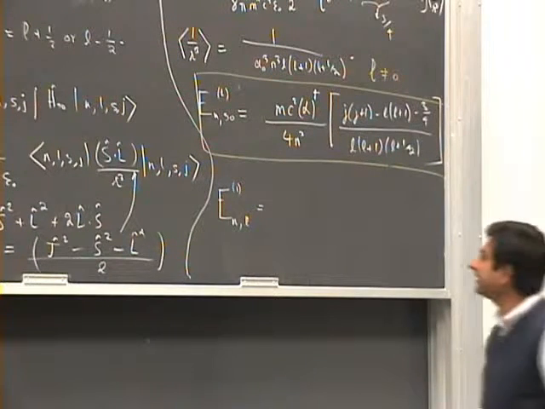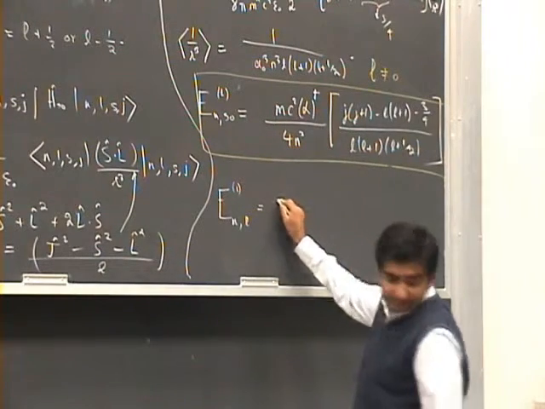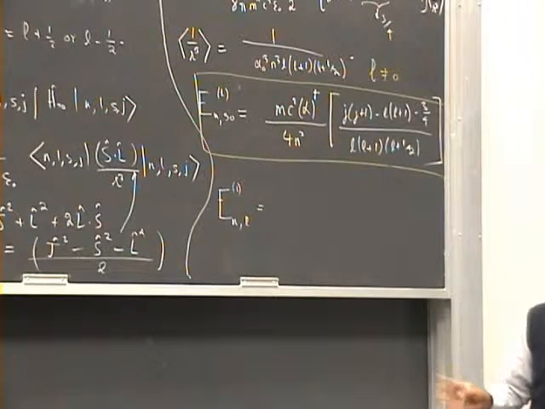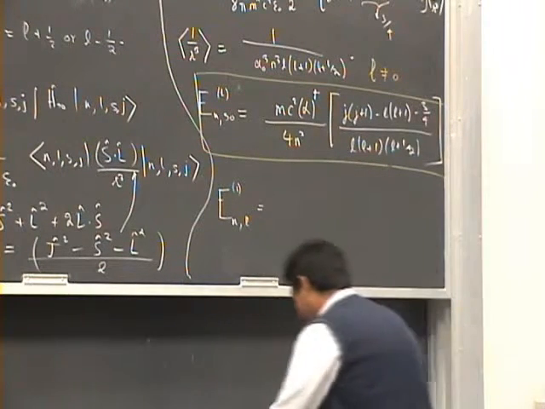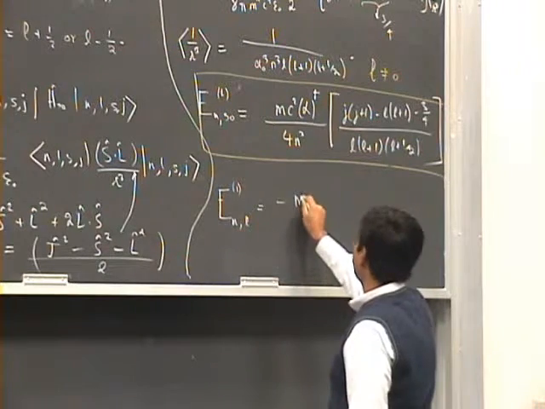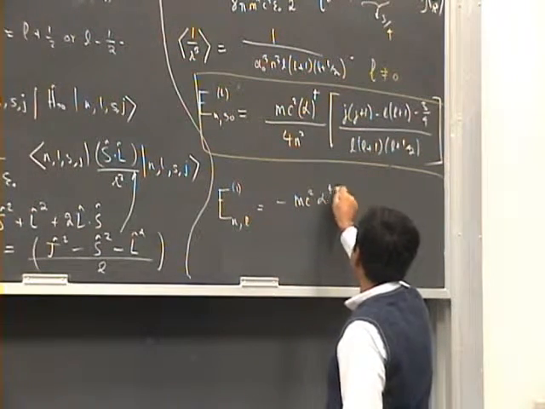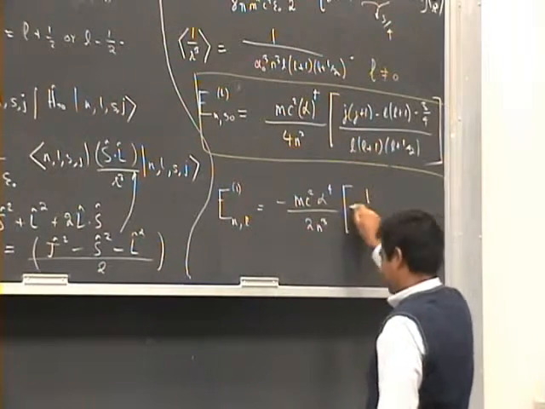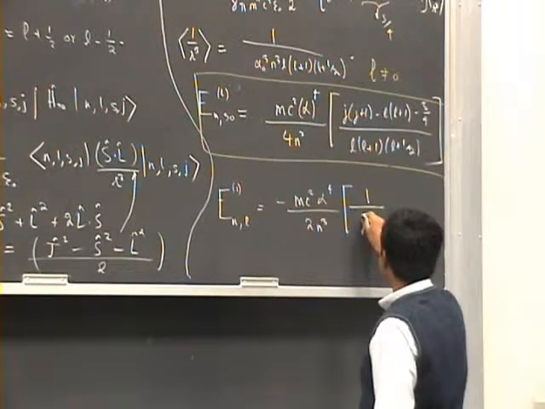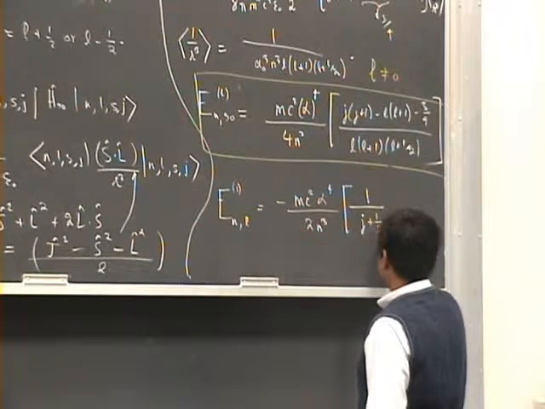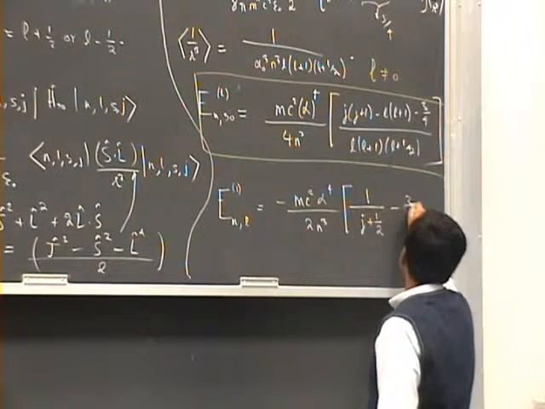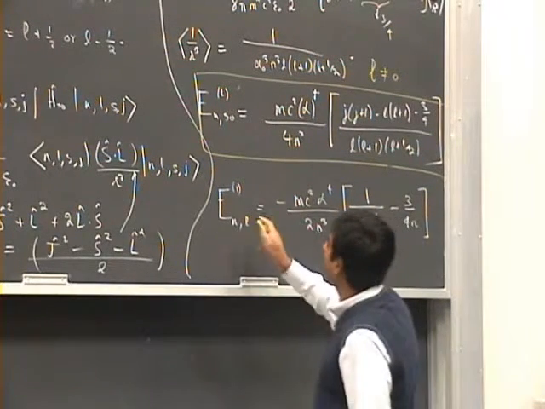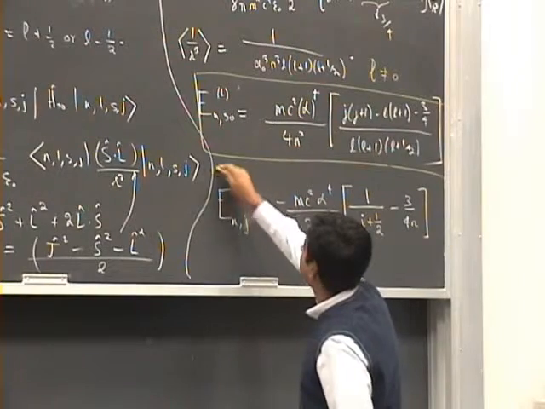Total sum, and this correction is given by, so this is long algebra. I can do it, you can do it. That's the rule. This turns out to be minus m c squared alpha 4 divided by 2n cube, 1 over j plus half minus 3 over 4n. Now if you look at this formula, I will express this in terms of n and j.